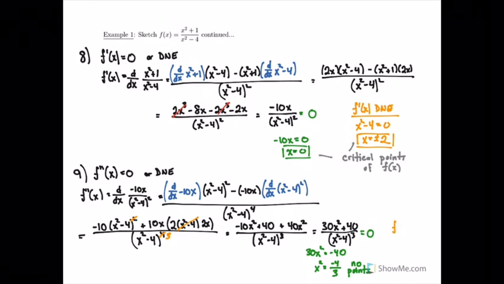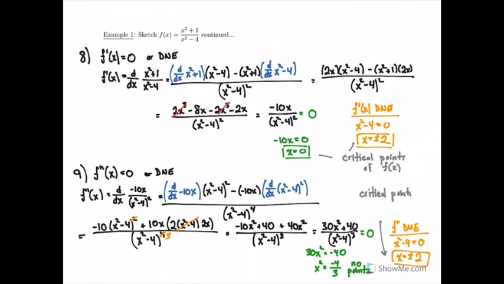When does the second derivative not exist? Well, again, that's going to be when x squared minus 4 is equal to 0. That's, again, our special points, positive, negative 2. So here are my critical points of the derivative.